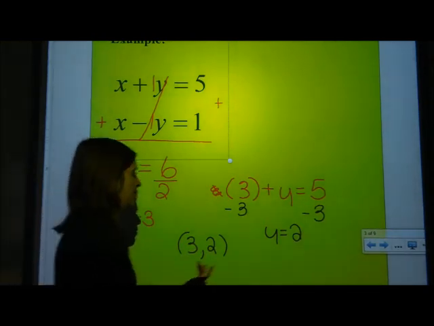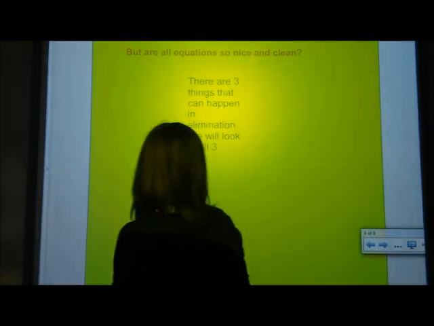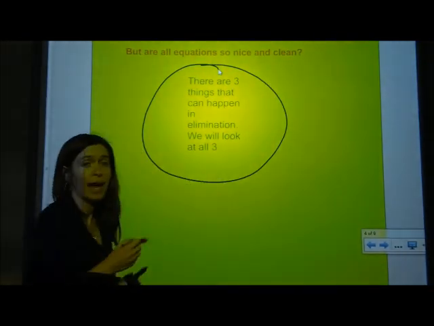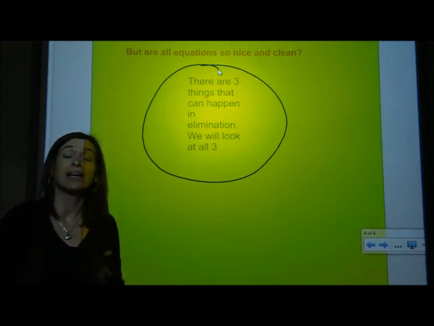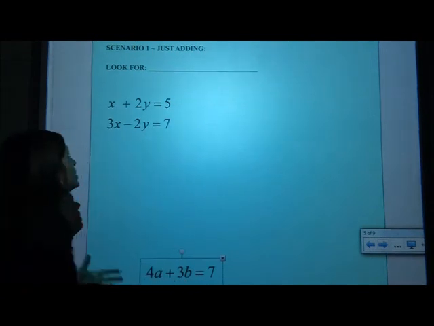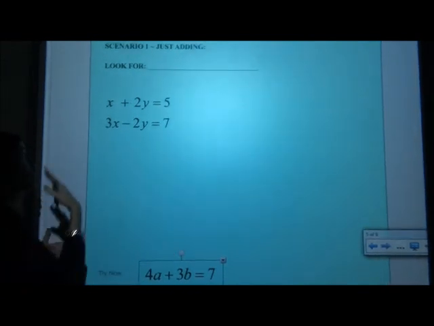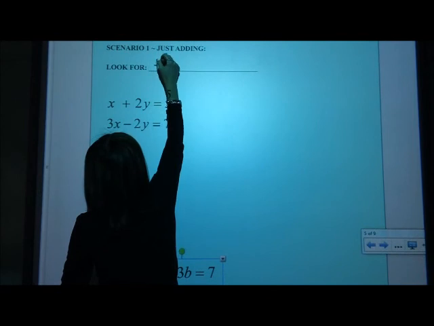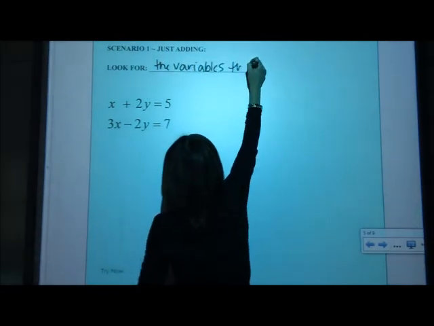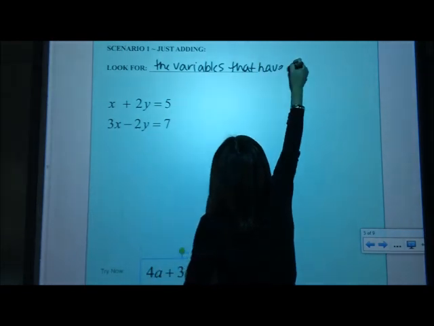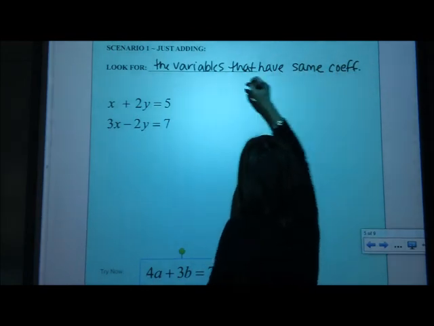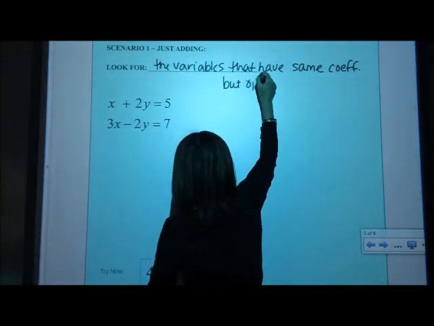Okay? All right. So we're going to go through the 3 things that can happen. Not all equations are so nice and clean. There's 3 different things that can happen with elimination, and on your note sheets, we're going to go through each one of them. Okay. So our first one. Scenario 1 is when we just add. We're going to look for the variable or variables that have the same coefficient but opposite signs.